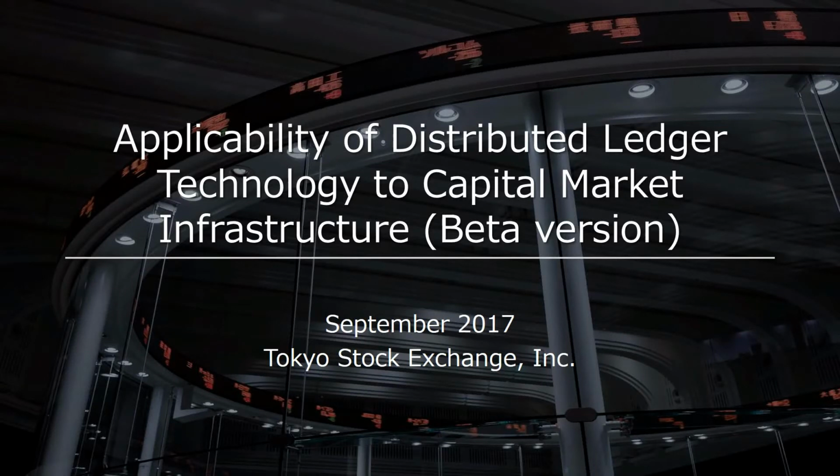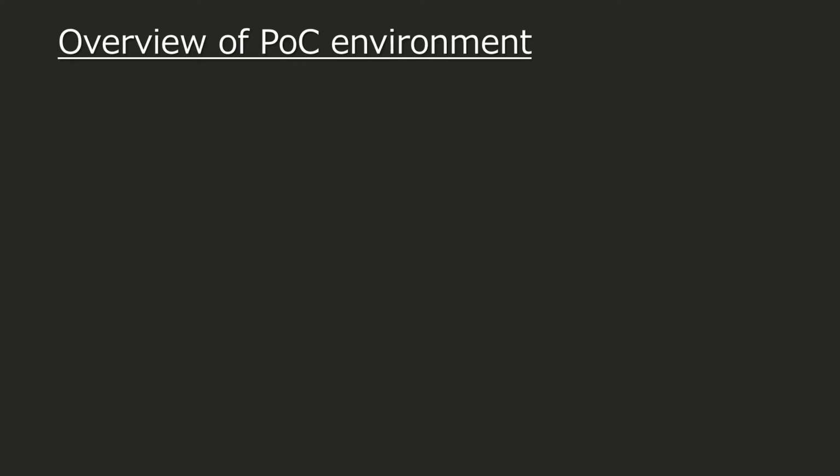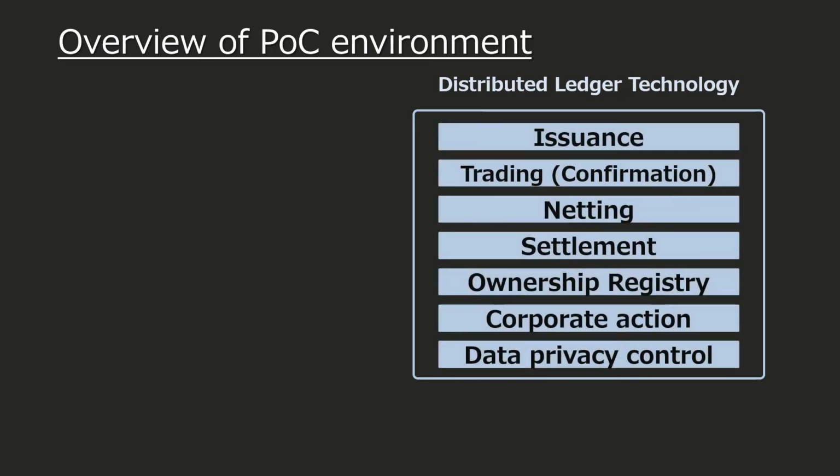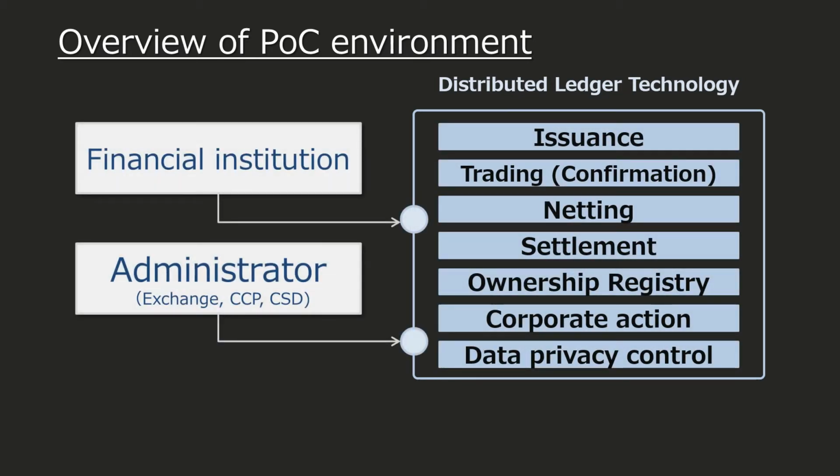The Tokyo Stock Exchange conducted POC, proof of concept, tests for the applicability of distributed ledger technology to capital market infrastructure. We have tested whether a streamlined process on securities market, security issuance, trading, settlement, clearing, and ownership registry. We were able to realize seamless processing by letting securities companies and administrators process distributed notes respectively.